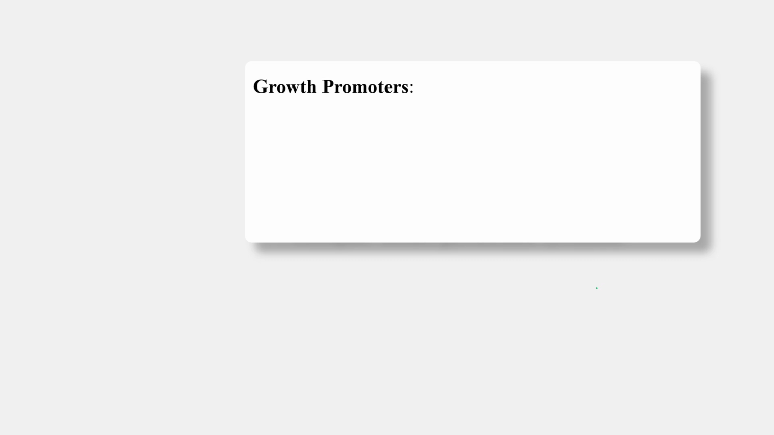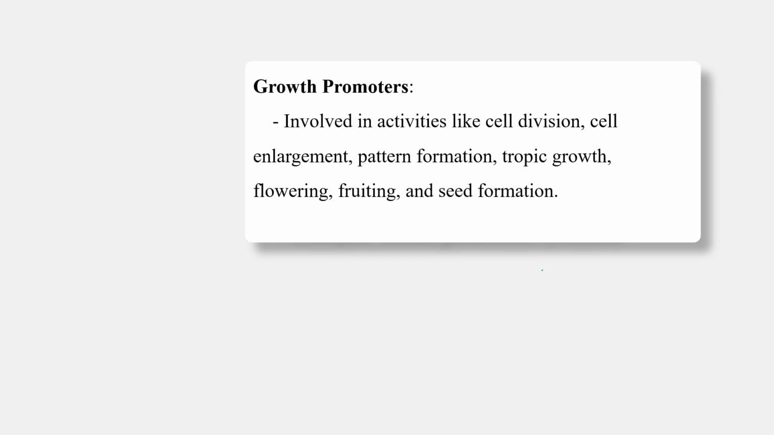Now, growth promoters. Out of these, some hormones act as promoters and some act as inhibitors. All those hormones, PGRs, that are involved in activities like cell division, cell enlargement, pattern formation, tropic growth, flowering, fruiting, and seed formation come under the growth promoters category, like auxin, gibberellin and cytokinin.